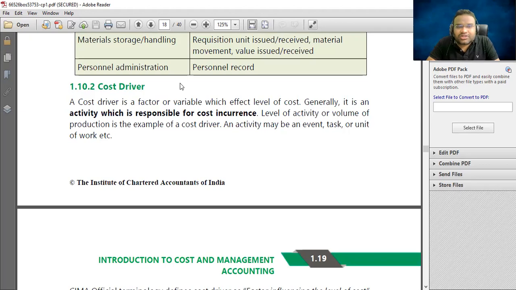So, what are you saying, sir? Are you able to understand now? Cost driver is an activity which is responsible for cost increase. Now, for example, purchase ordering.